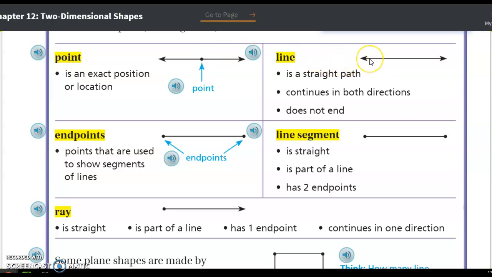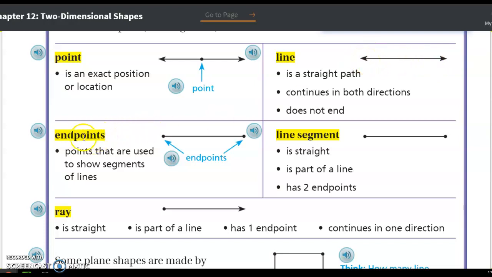Next one is a line. The line is a straight path. Notice the arrows on both sides. That is a symbol that it's going on forever in both directions. It does not end. So just because there's an arrow here, that is not an end point. That is a symbol that it's going to keep going on forever in a straight path.